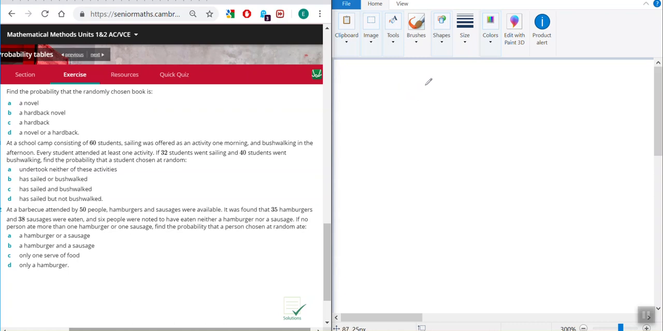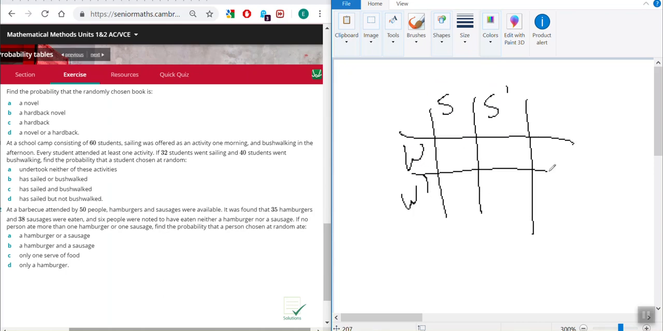Okay, so we've got sailing, not sailing, walking, not walking. I'm going to draw a probability table. Now this isn't quite a probability table because we're working with actual numbers, so we know the total is 60. Now it says every student at least attended one activity. So that's going to be useful later on.